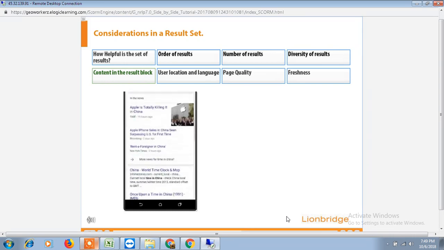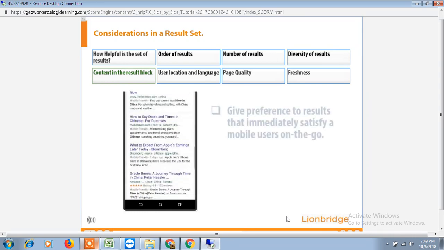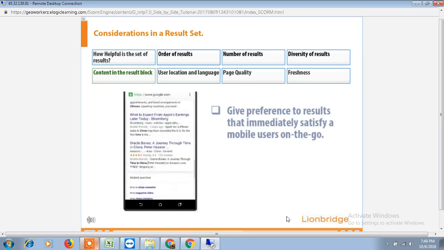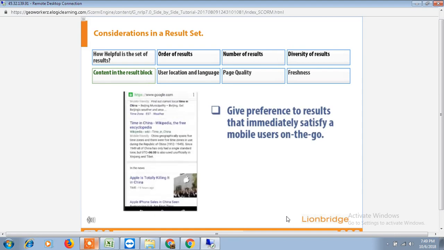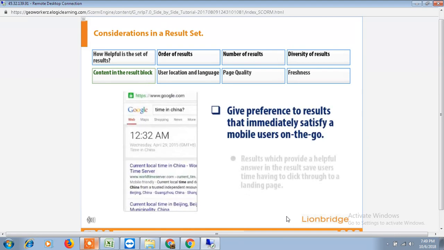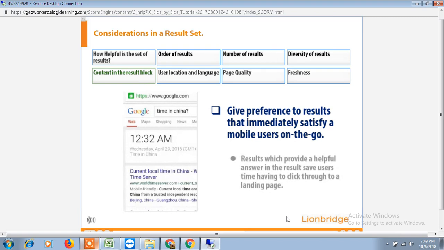Content in the result block. Some results show helpful content and/or media directly in the result block, saving users from clicking to load another page. You should prefer result sets that have more content in result blocks that immediately satisfies mobile users on the go.